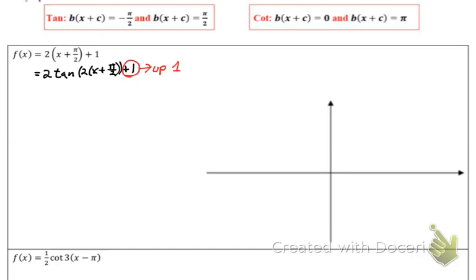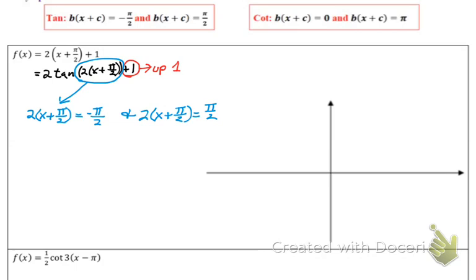In order to do that, we're just going to take this guy right here, and I'm going to set that equal to negative pi over 2. And I'm going to set that same thing equal to pi over 2. Bless you. That's where this came from, and that's what we're doing down there. Now we just have to solve for x.